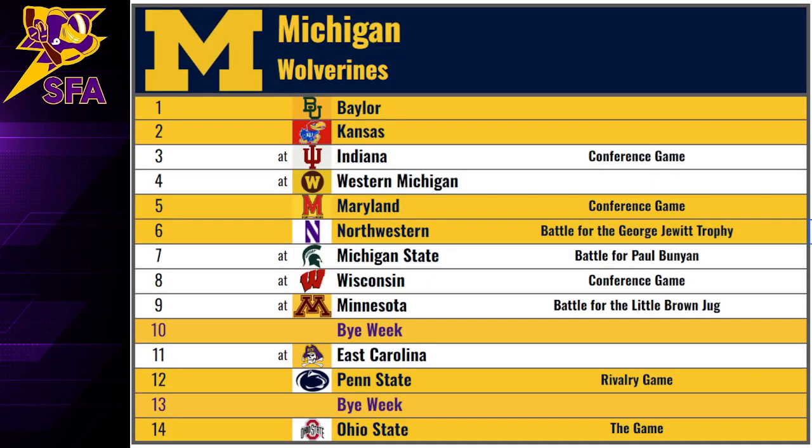All right, now we've seen a lot of their games already, but here's Coach Mango's official schedule. A lot of Big 12 in here. They got Baylor, they got Kansas, Western Michigan is a bit of an easy one, and then obviously that circle Week 11, Michigan at East Carolina is going to be a crazy game.